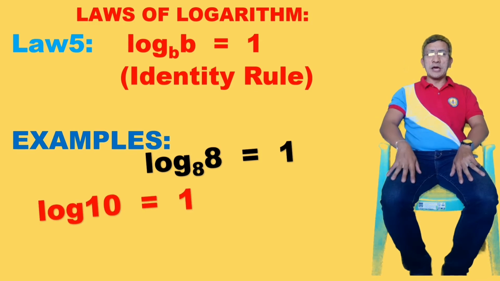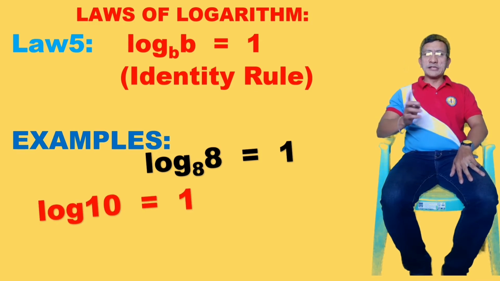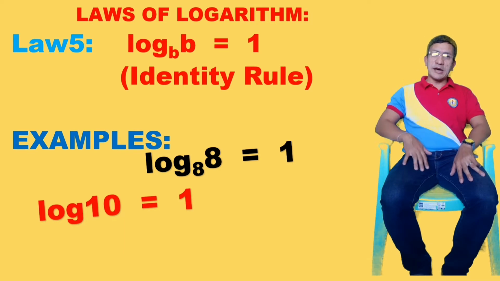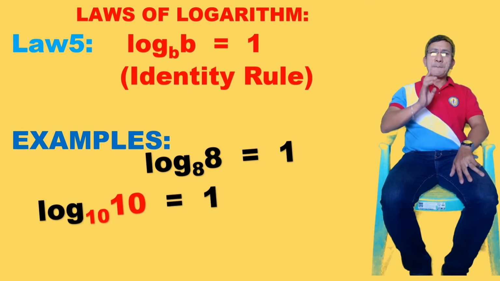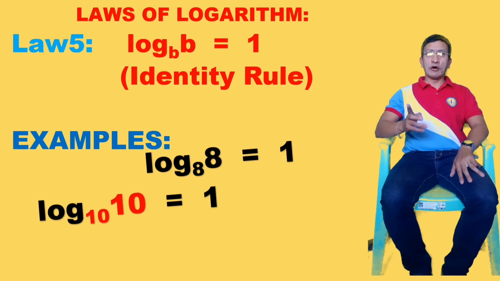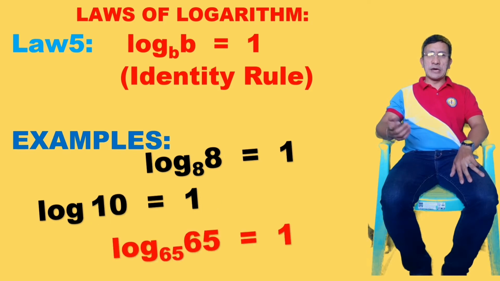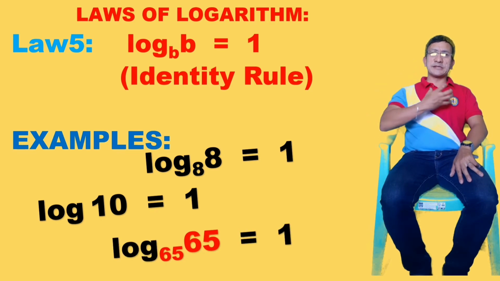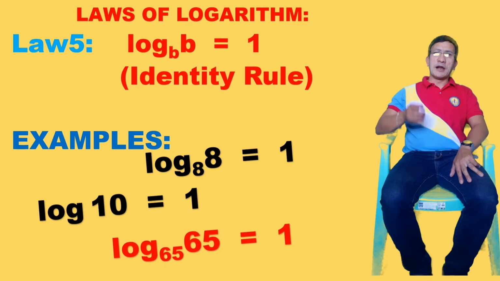Another, log of 10 equals 1. Log of 10 is a common logarithm. We know that common logarithm has an imaginary 10 as base. So therefore, it is 1. Log of 65 with base 65 equals 1. Again, if the value and the base are the same, the logarithm is always 1.